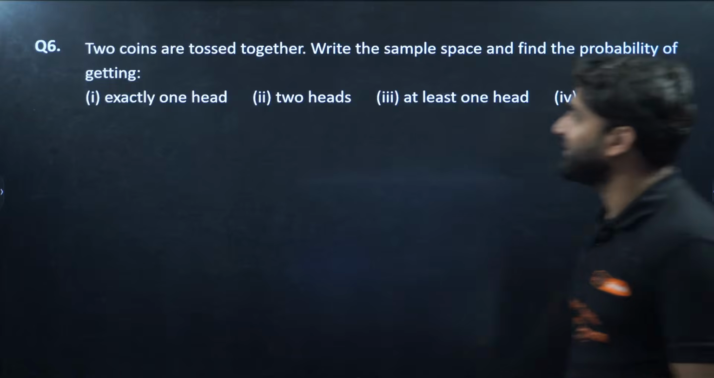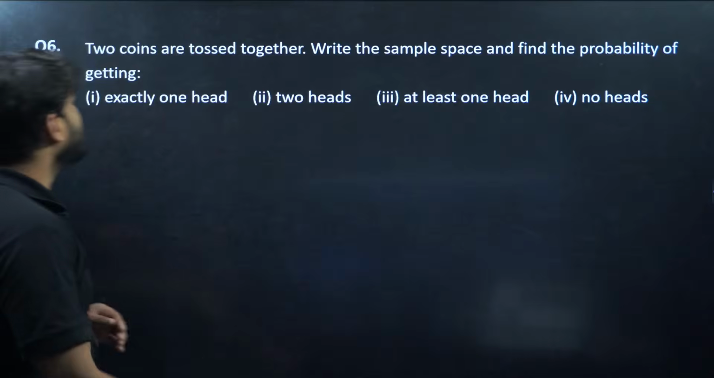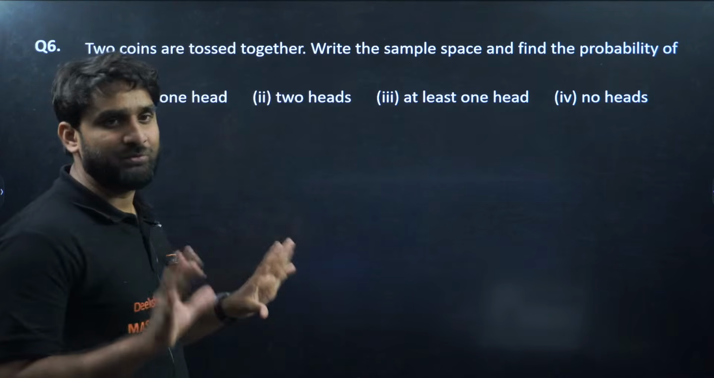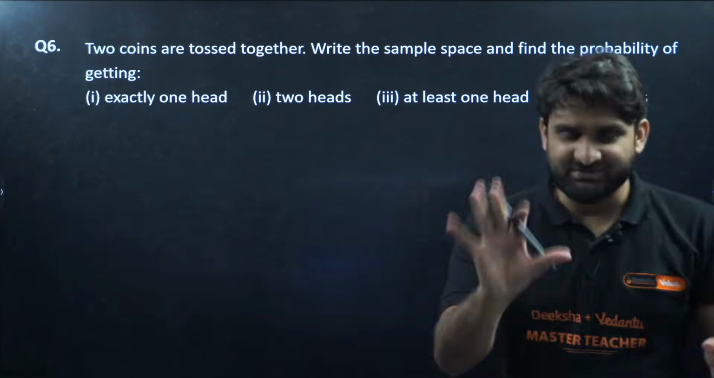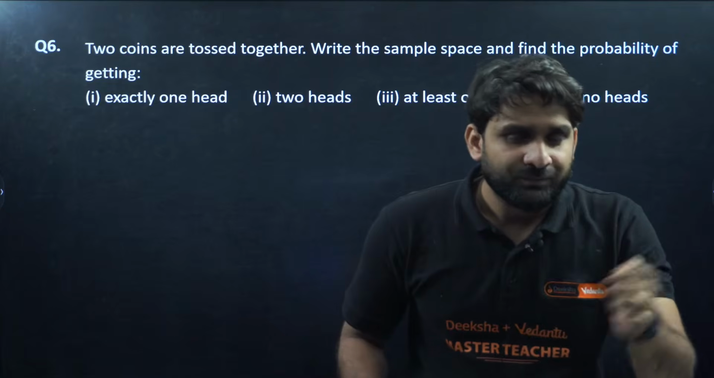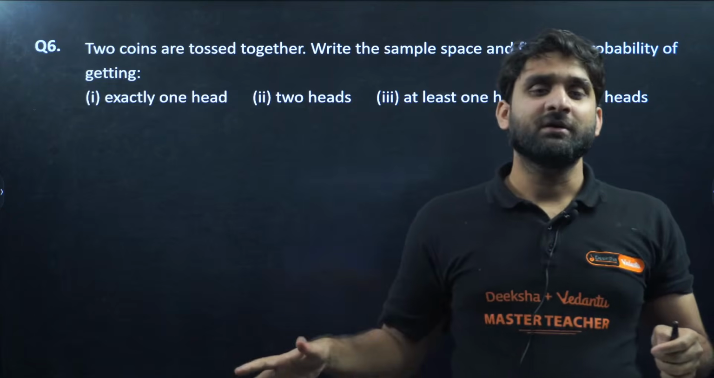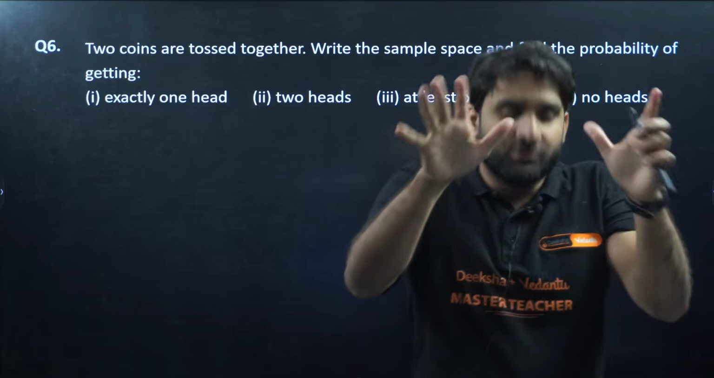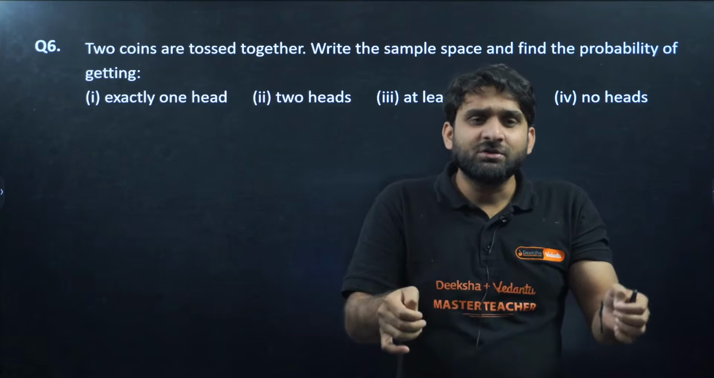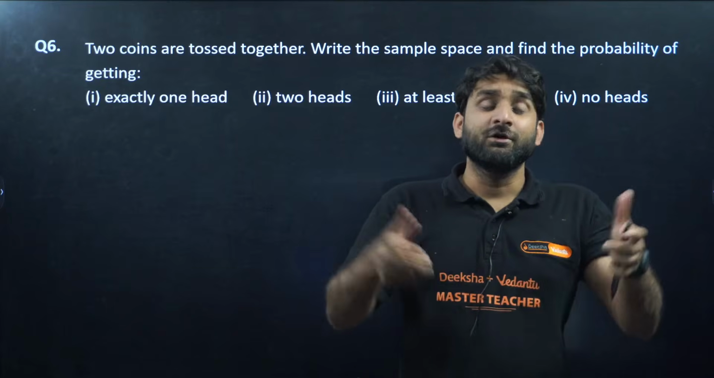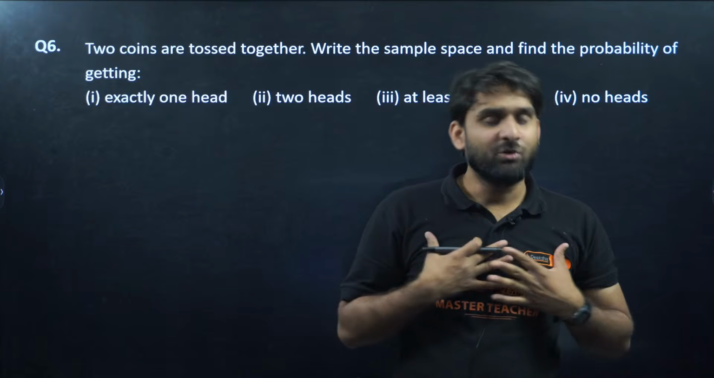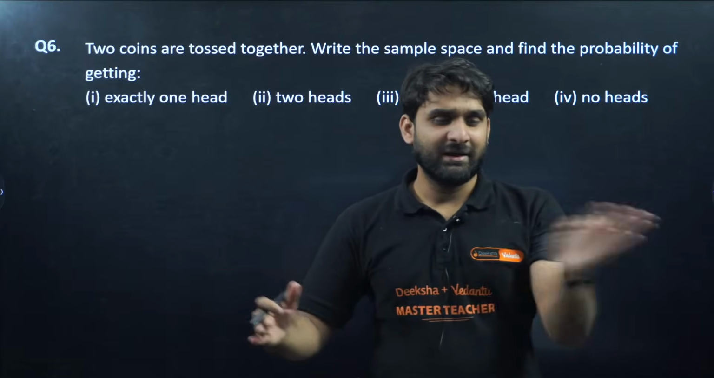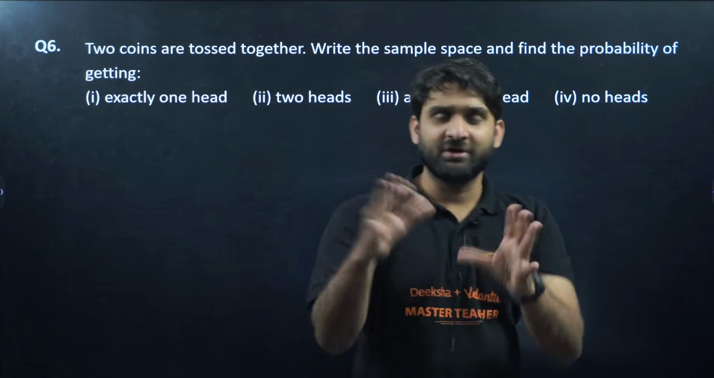Moving ahead, question number 6. Two coins are tossed together. Write the sample space and find the probability of. Okay, so basically we are tossing two coins. Listen, I have one coin and my friend has one coin, and both of us are tossing a coin together. Just imagine, when we are tossing two coins all together, how many possibilities are there? My coin might show head and his coin head, head tail, tail head, tail tail. So there are a few possibilities.